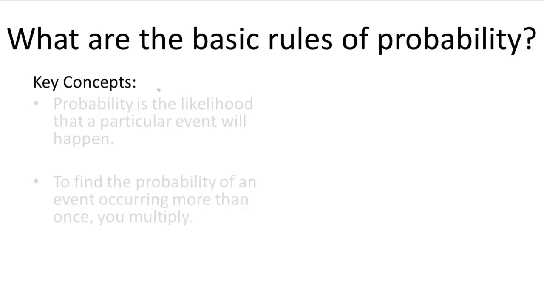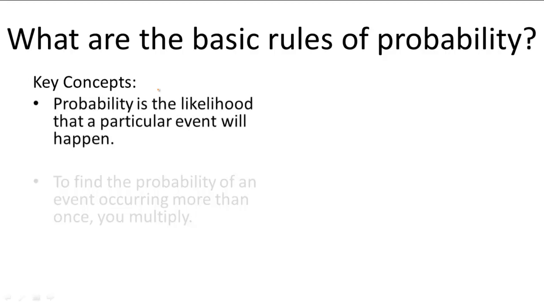There are a few probability rules to know before we begin studying genetics. Probability measures the likelihood of an event happening. We encounter probability all the time. For example, the weather may say something like, tomorrow there's a 60% chance of rain. So the particular event that we're talking about is rain tomorrow. And the likelihood that this will happen is 60%.